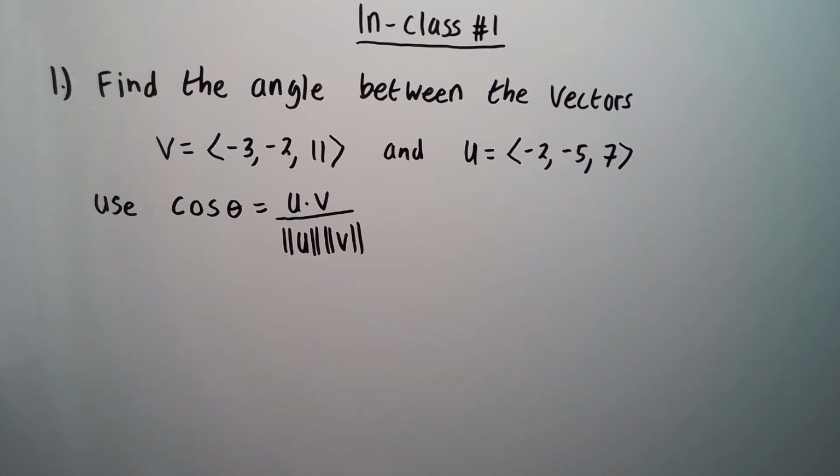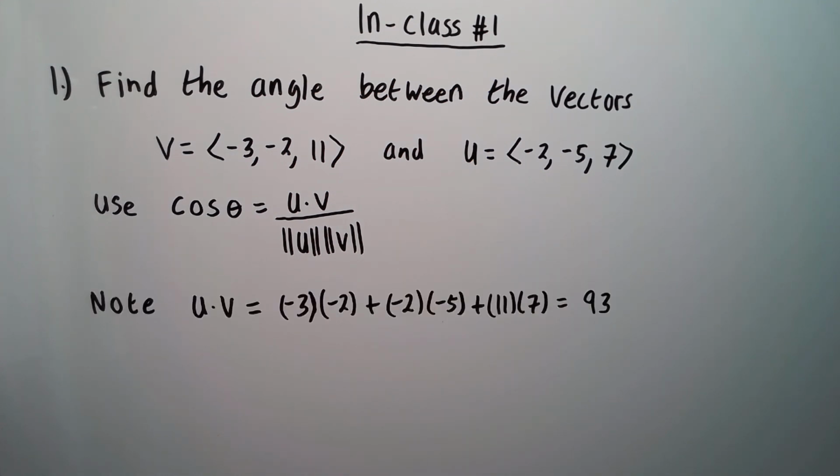So let's look at u dot v now. So let me do that. So we get this then, so u dot v, so it'll be -3 times -2, which I have here, -2 times -5, which I have here, 11 times 7, which I have here. You can check that's 93. Let's do the magnitude of u next.